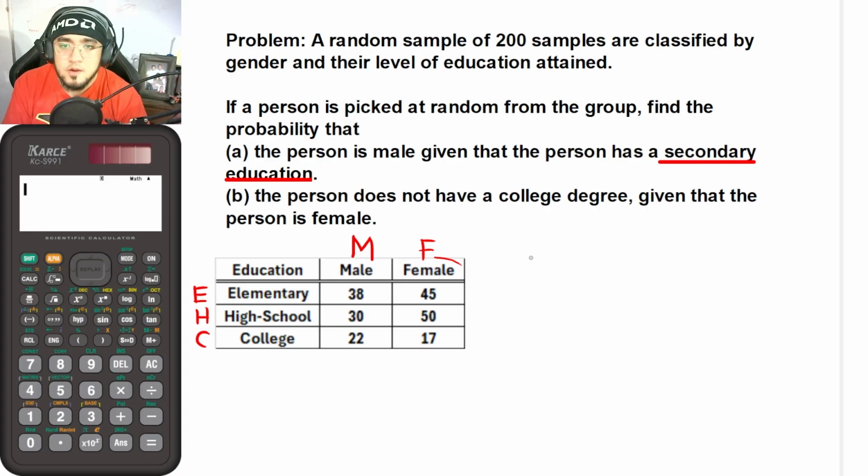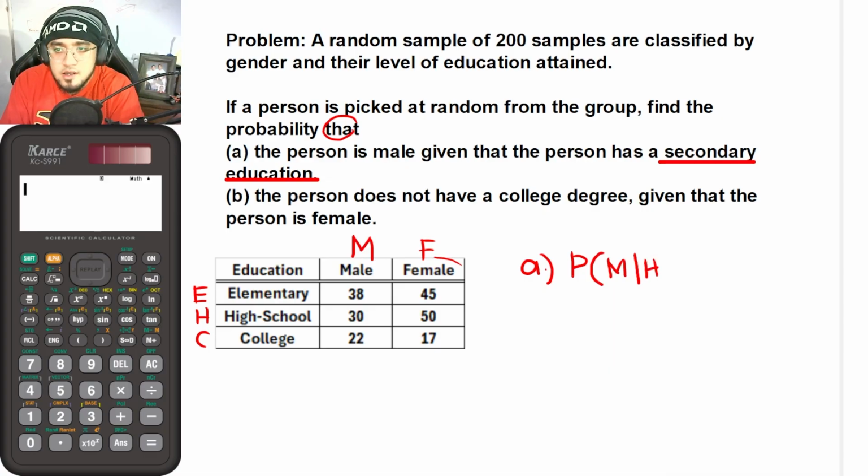Anyway, for letter A, again, we would be solving for the probability that the person is male, given that the person has a secondary education. Meaning that this is now our condition. So our condition is that the person should have a secondary education degree. From that, this is now the condition. So H.